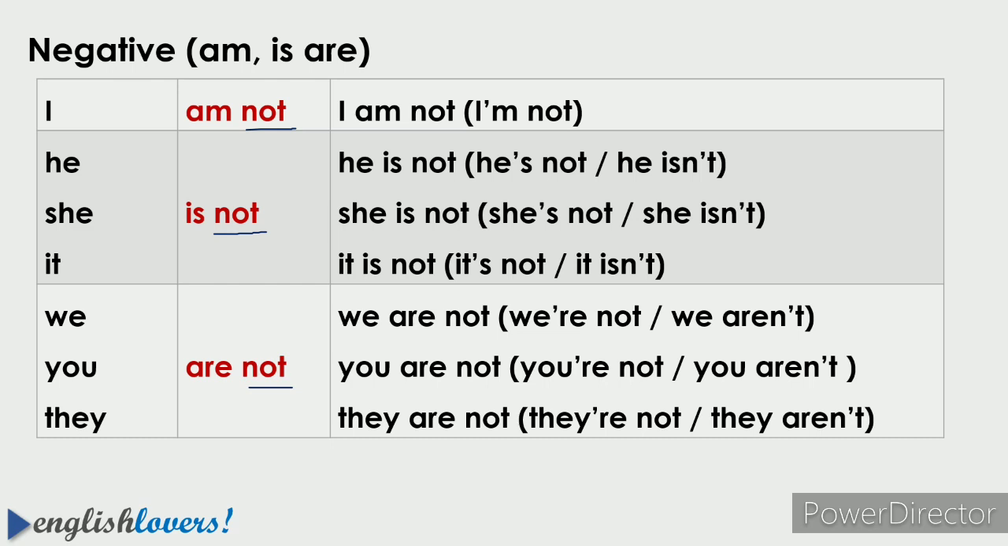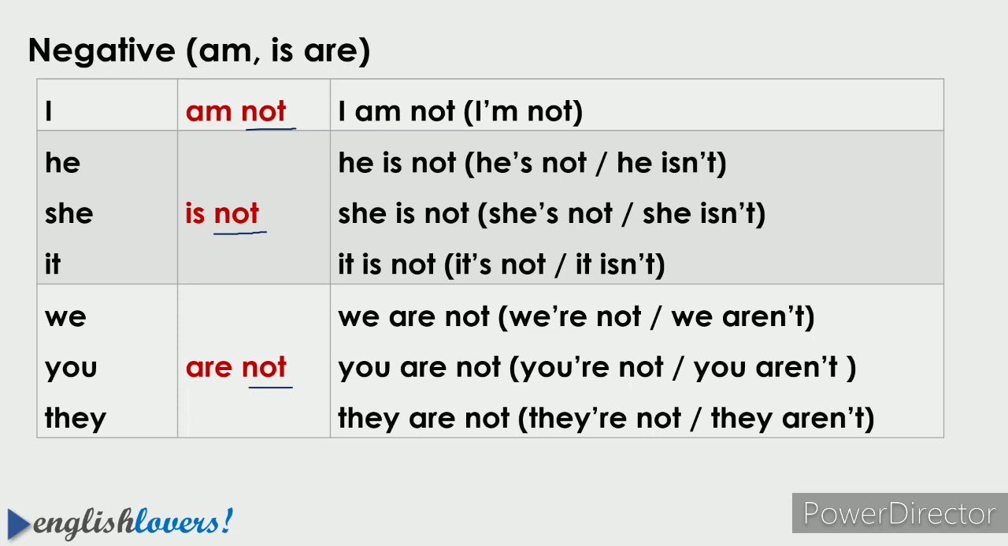Now again, here are contractions or short forms. So I am not is simply said I'm not. He is not, he's not, or he isn't. She is not, she's not, she isn't. It is not, it's not, or it isn't. We are not, we're not, or we aren't. You are not, you're not, or you aren't. They are not, they're not, or they aren't. So these are contractions, and they are used in daily conversations when we speak on informal occasions.